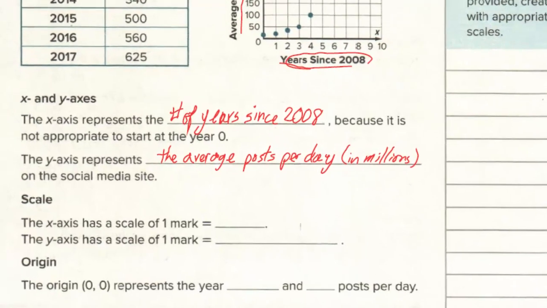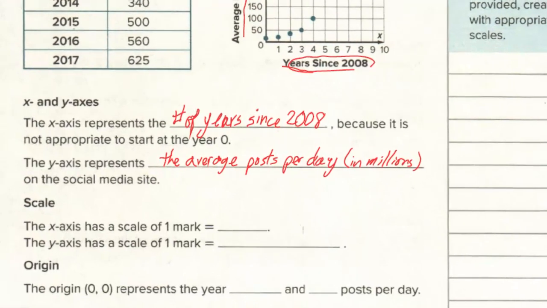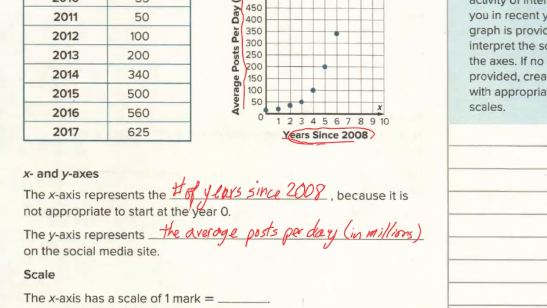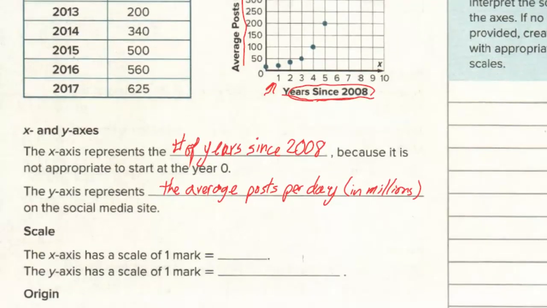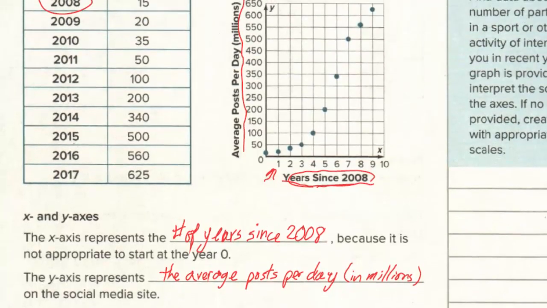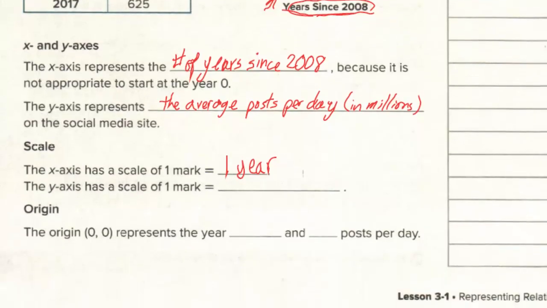Okay, so the second part wants us to identify the scale. So the x-axis has a scale of 1 mark, which equals, now remember this is years since 2008, so this 1 right here must represent 2009, therefore the scale of 1 mark is 1 year. The y-axis has a scale of 1 mark equaling 2. If we look back, we've got a mark right here at 50, and remember this is in millions, therefore the y-axis would represent 50 million posts per mark.